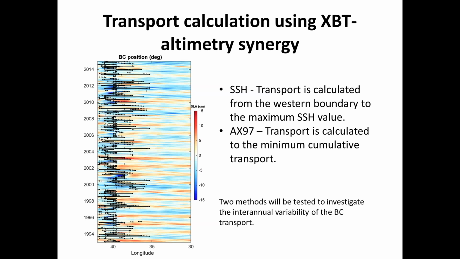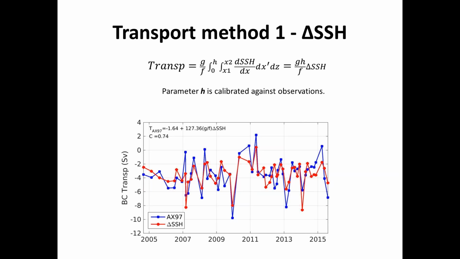One is to calculate the transport using the sea surface height gradient, when we don't have real velocities, or calculating from the velocity fields, using the minimum transport, minimum because it goes southward. So we are going to apply two methods to estimate the variability of the Brazil Current at interannual time scale. One of the methods uses just sea surface height. We assume the gradient of sea surface height spreads through a depth h, and we regress this depth h against observations, here the XBT transport.